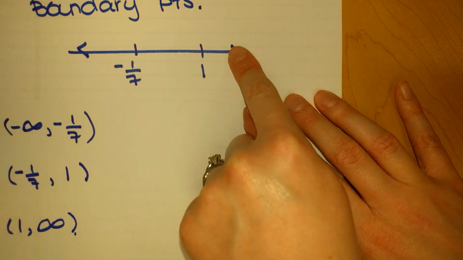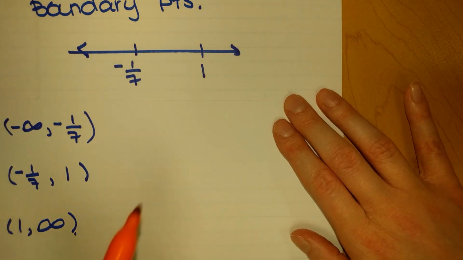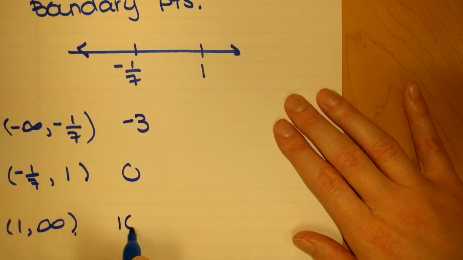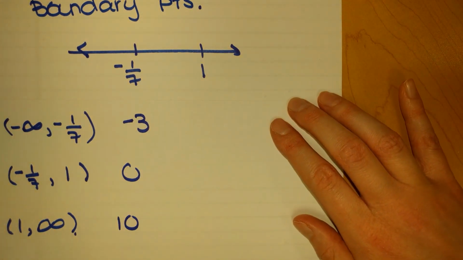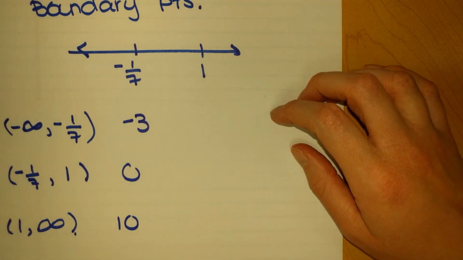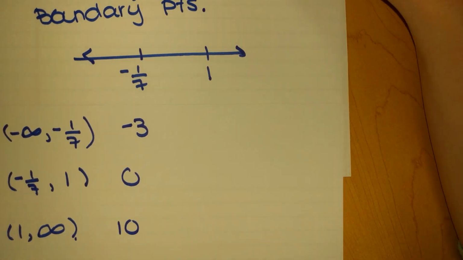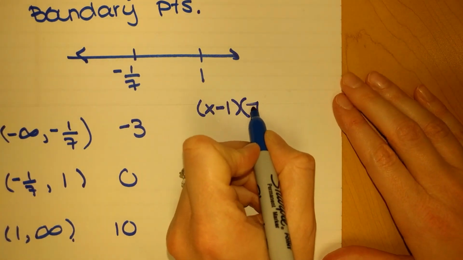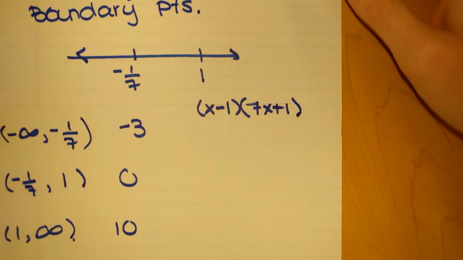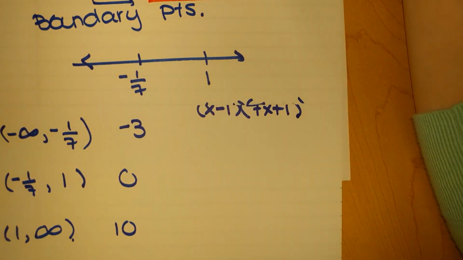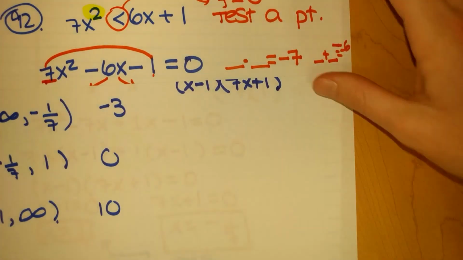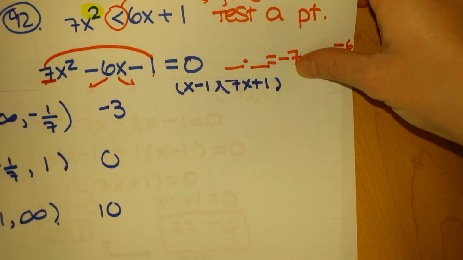Now, when you look at the three intervals, you can pick any number you want to. So I'm going to pick, for example, -3, 0, and let's say 10. You can also plug into any representation of the polynomial that you want to. So you could plug into the factored form, x minus 1 times 7x plus 1. Or if you really wanted to do some extra work, you could plug into this formulation, the 7x squared minus 6x minus 1.